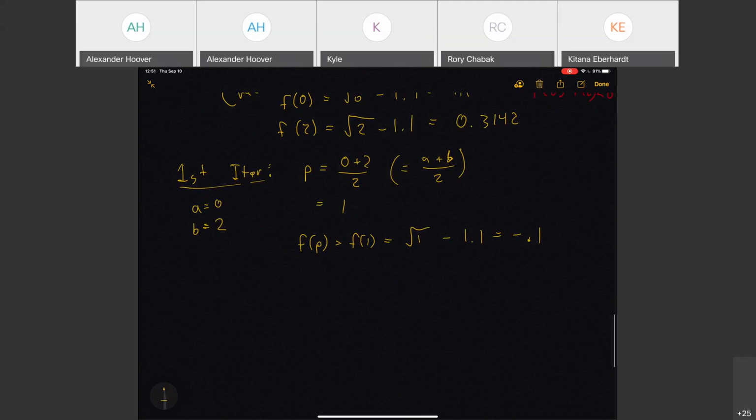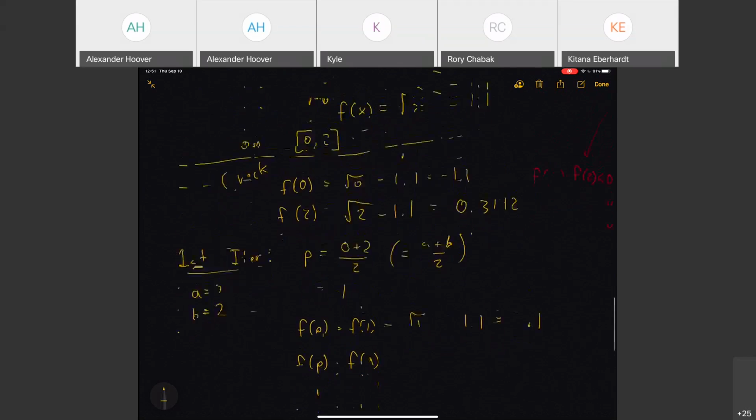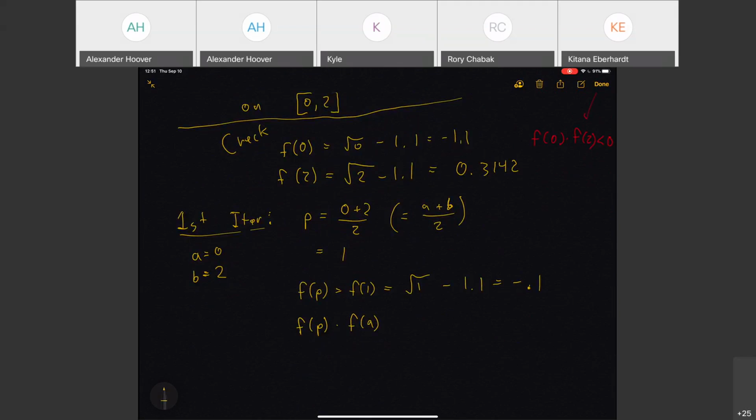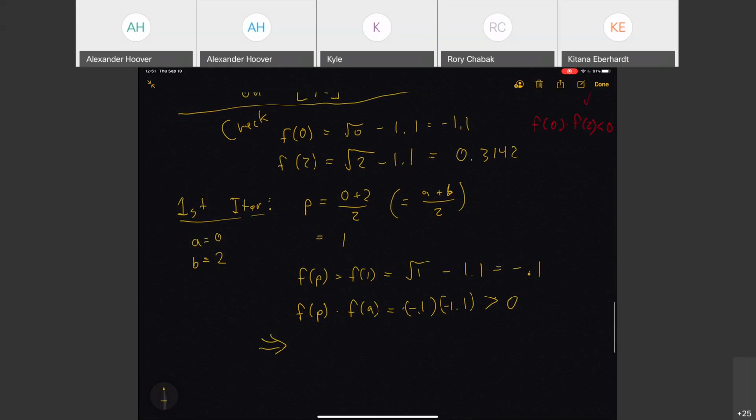So if I were then to do the check of f of p times f at a, you would have negative 0.1 times negative 0.1. So that's going to be a positive value. So because of that, we then say that A is equal to P.